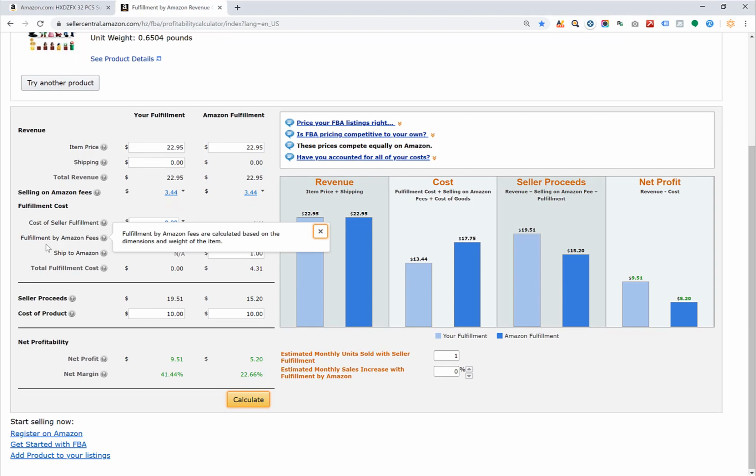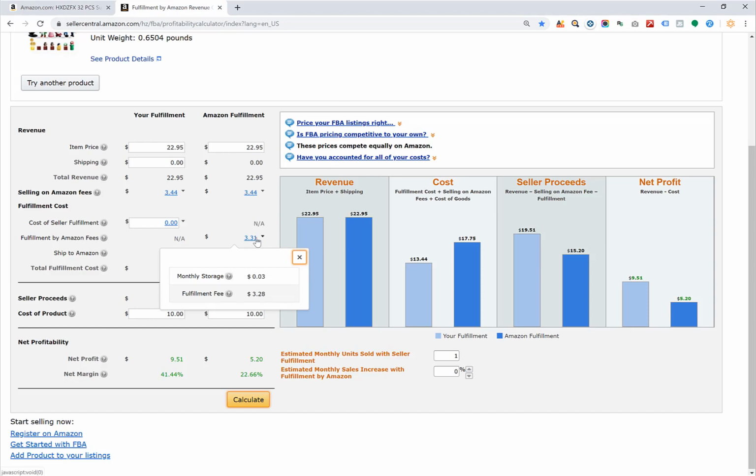Then you have fulfillment by Amazon fees, which is going to be blank over here because they're not fulfilling it. But you can click on this drop-down menu and it will say per month, you're going to pay 3 cents per unit to store this, right? And then the fulfillment fee, meaning we're going to get it to them in 2 days, in a lot of cases 1 day now, and it's going to be $3.28.